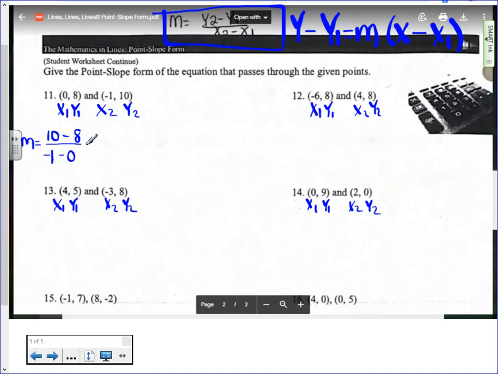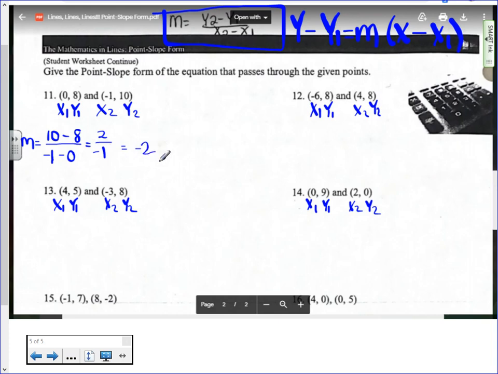So what I want to do is figure out what my slope is, and I'm going to leave it a fraction if I can. Focus on math. Okay. What is 10 minus 8? 2. What is -1 minus 0? Okay, and what is 2 divided by -1? -2.